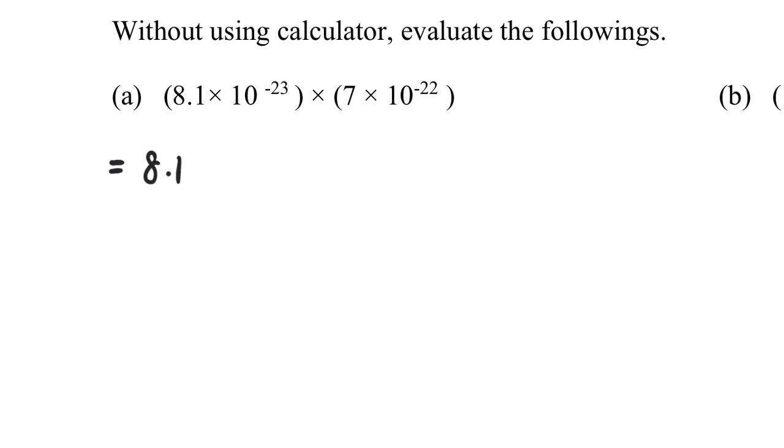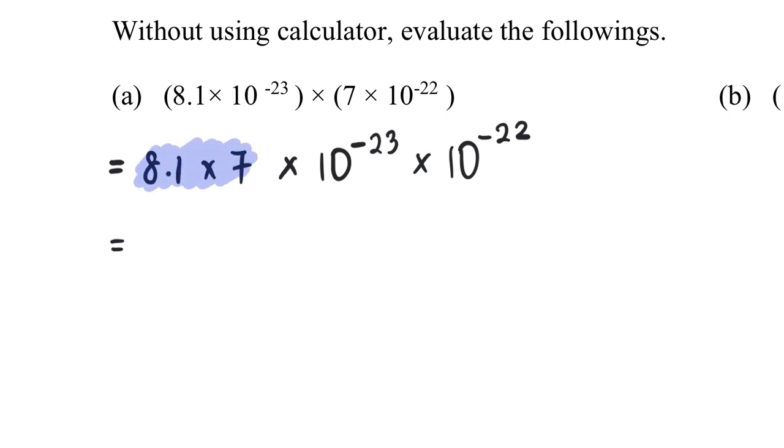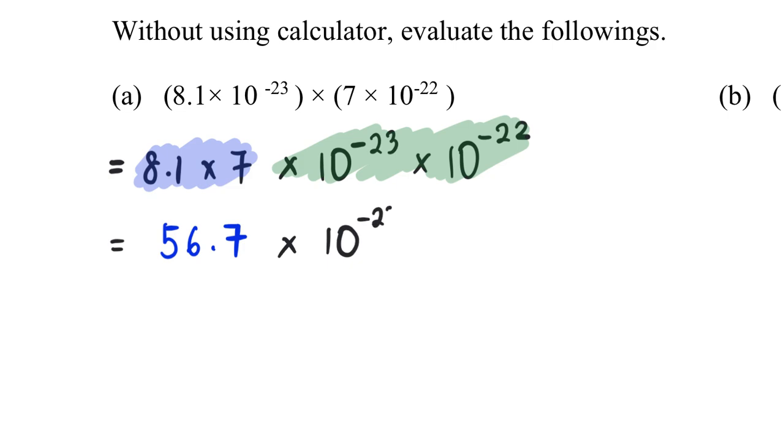as such 8.1 times 7 times 10 to the power of negative 23 times 10 to the power of negative 22. And from here, this will give me a value of 56.7. As for here, I saw that they are the same base, so I'm going to multiply by 10 to the power of negative 23 plus my negative 22.